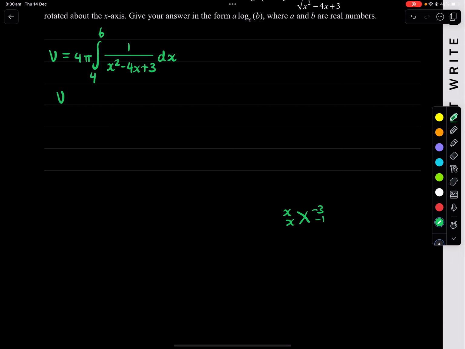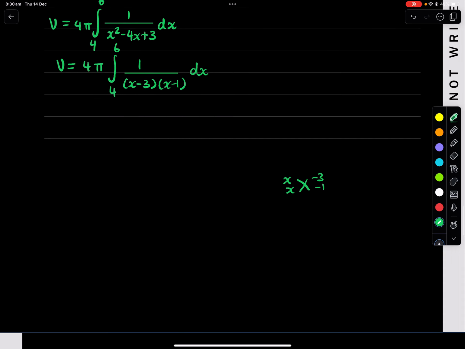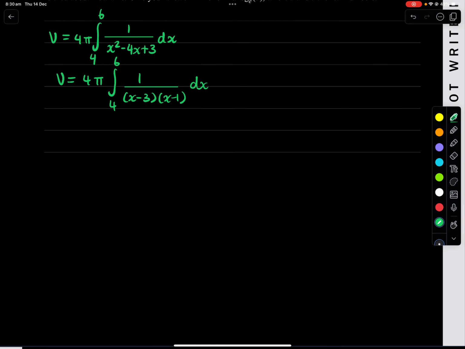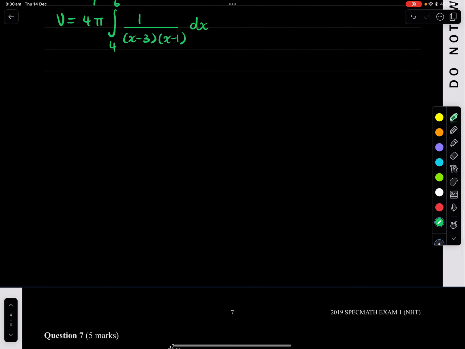Yes, that works. So we can pretty much write this as the integral from 4 to 6 of 1 over x minus 3 and x minus 1. So we have to use partial fractions. Wow. Why did I just not think about that? So let's break that down and decompose it.